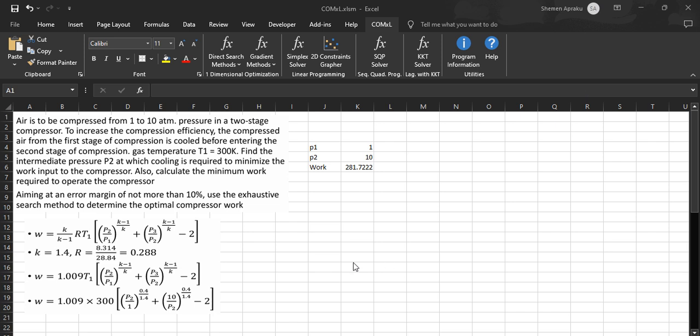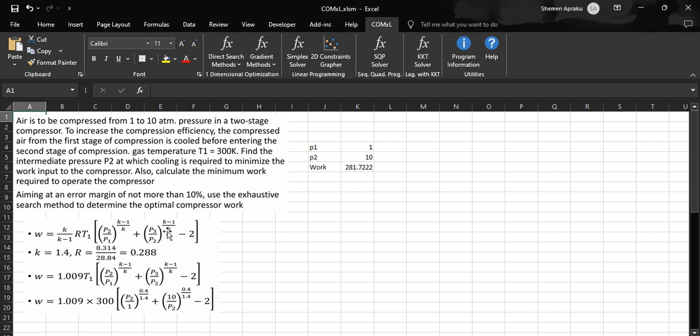So in here, the problem is asking us to solve for the minimum work that is required to operate the compressor, and the intermediate pressure, that is the pressure between the first and the second compressor. So the work done by the compressor can be determined by this correlation over here, that is W equals K over K minus 1 times RT1, and that term times this term in the brackets.